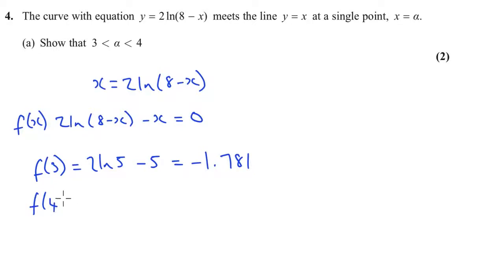Now hopefully if I work out f of 4, I'm going to have a positive value. So 8 minus 4 is 4. Oh, that should have been a 3. Sorry, this should have been a 3 here. So that value is wrong. So 2 ln 5 minus 3 is 0.218. So that's positive. 2 ln 4 minus 4, if I work that out as well, yeah, I get a negative value.